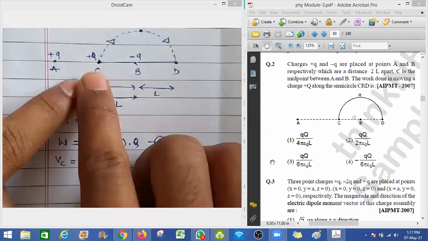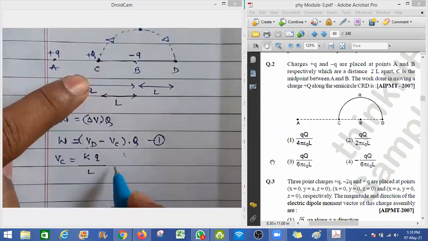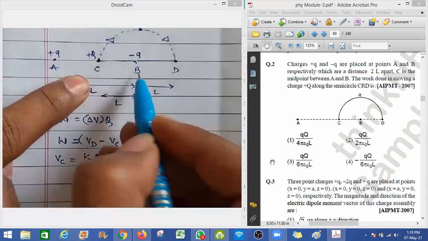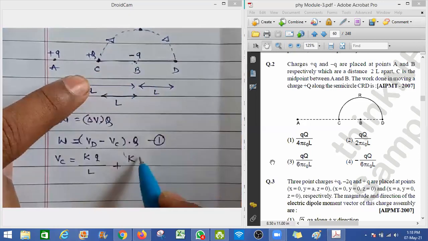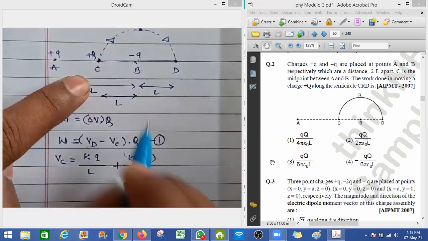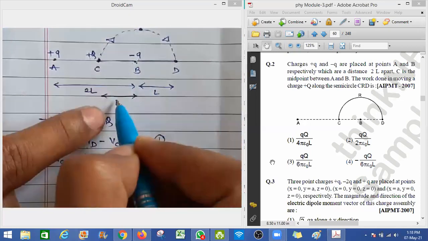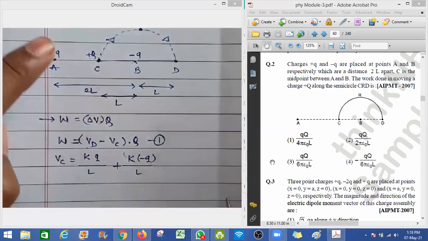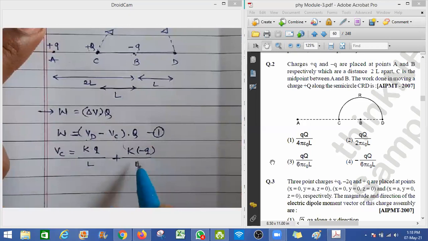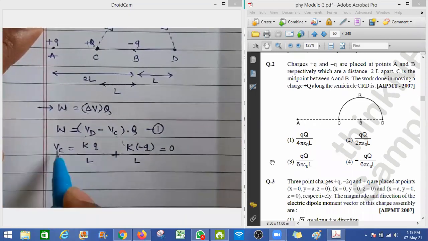Plus, because of the second charge, what will be the potential? Again kq upon r, plus k, where q is equal to minus q. What is r? This distance is L. So write down kq upon L minus kq upon L, which will become 0. Fine, so we now have the value of potential at point C.